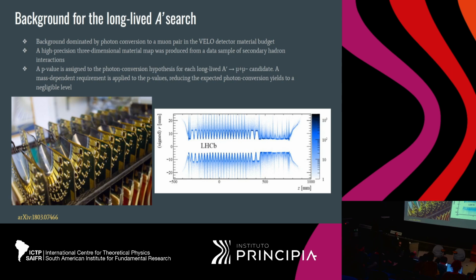And then they use this information to define the probability that one of the dimuon events they had labeled as displaced vertices was actually coming from the interaction of a photon inside the Velo detector. And in this way, they optimized a cut on this probability, and they were able to reduce this background to negligible levels. So I think this is very, very interesting, and also proves how precise these vertex detectors are in defining the vertex of the particles.